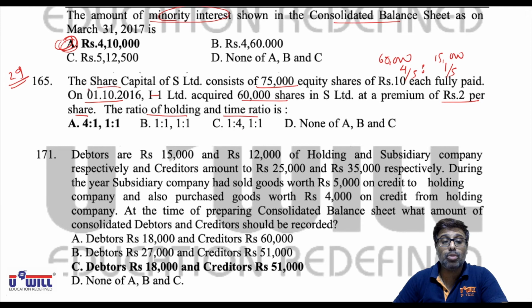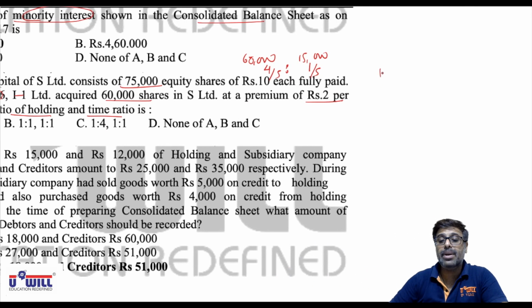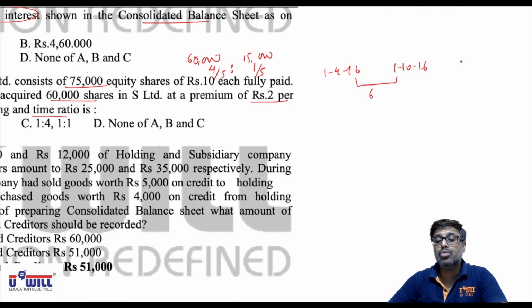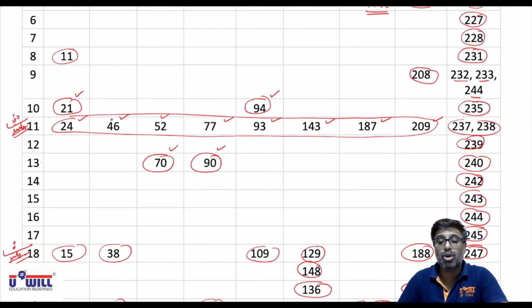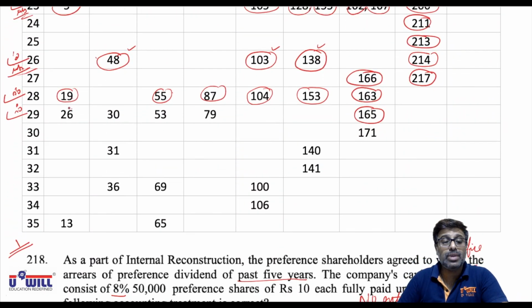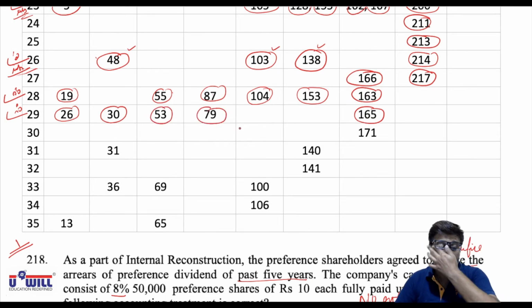And 1st October 2016, so April to October, 6 months is pre, and October to March, 6 months is post. 1 is to 1 is the time ratio. 4 is to 1 is the degree of control, 1 is to 1 is the time ratio. So option A is the answer. Now similar to 165, all of you pause the video and try questions 26, 30, 53 and 79 on your own, or else take the screenshot and you can try these questions later on.